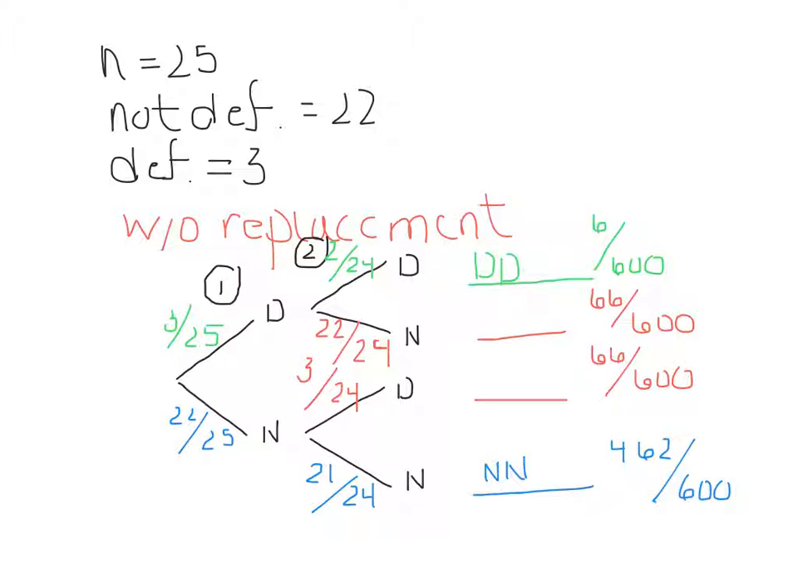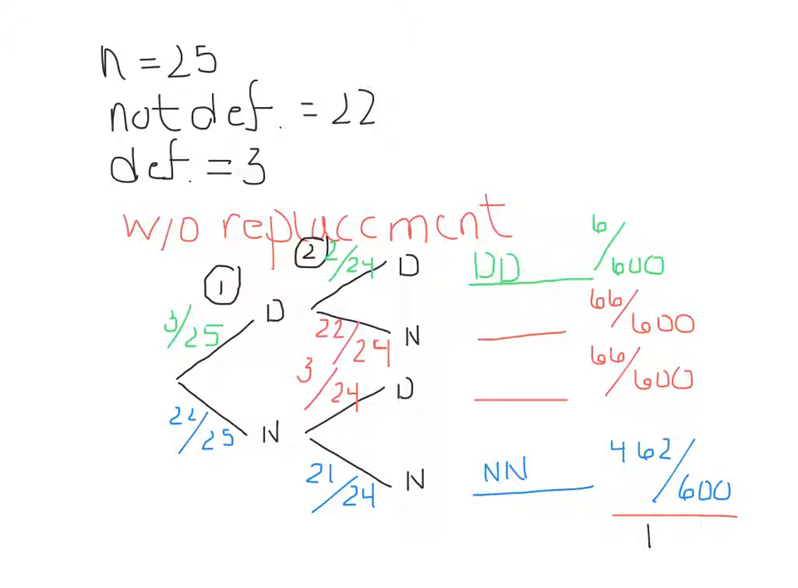Now I want you to note that if you add these probabilities, 6 over 600 plus 66 over 600 plus 66 over 600 plus 462 over 600, they add up to 600 over 600, which is 1. That's one of our properties of the sample space of probabilities. They must always add up to 1.